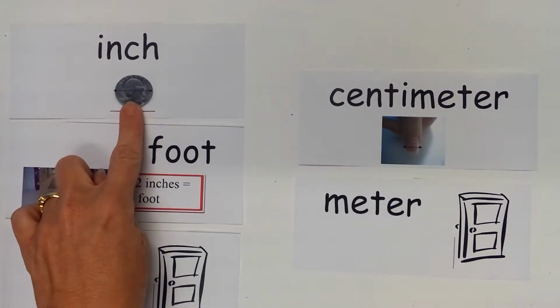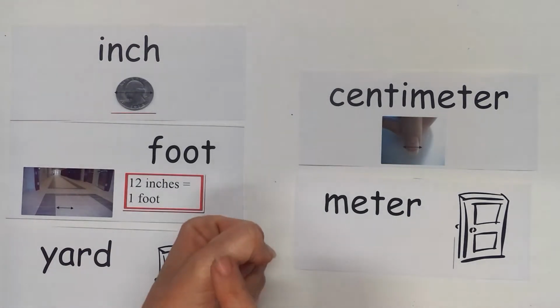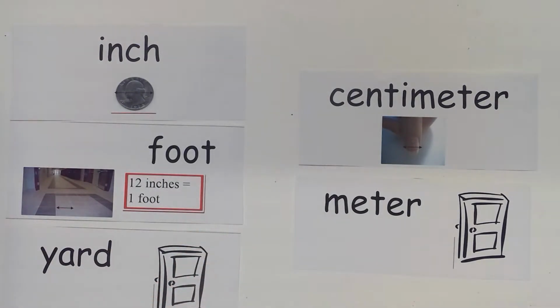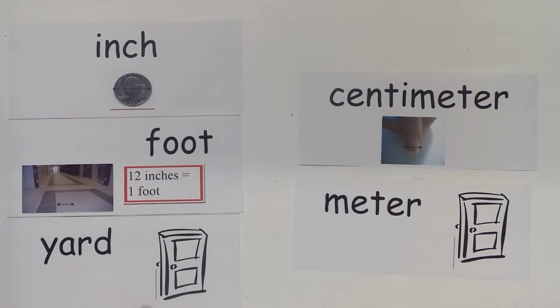So you can use a quarter as representative of an inch. You can talk to the students about the space within their knuckle right here as representing an inch. The color tiles on the floor in the classroom are 1 foot. They're a good representation. And then the yard is from the bottom of the door to just about the door handle or the door knob.